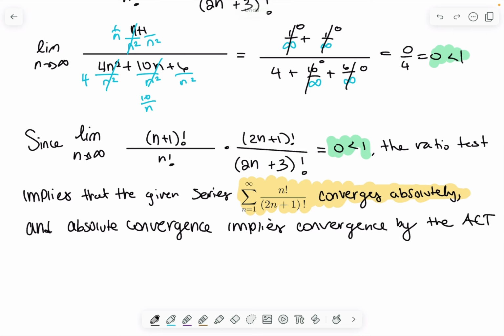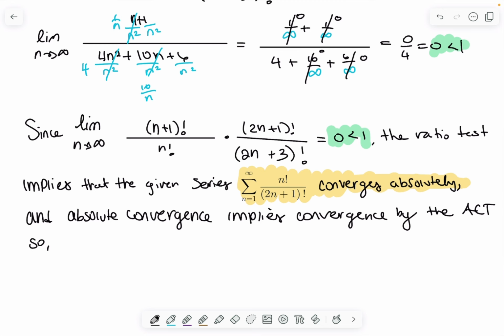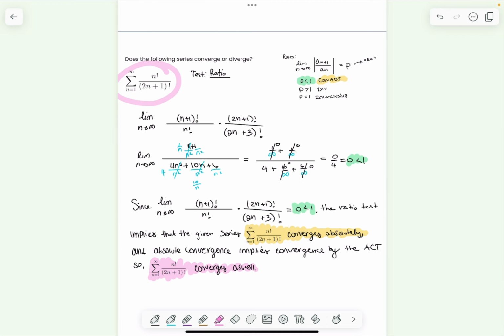This is an important part. You have to cite the absolute convergence theorem. So the given series converges as well. And that is your final answer, that this series converges.